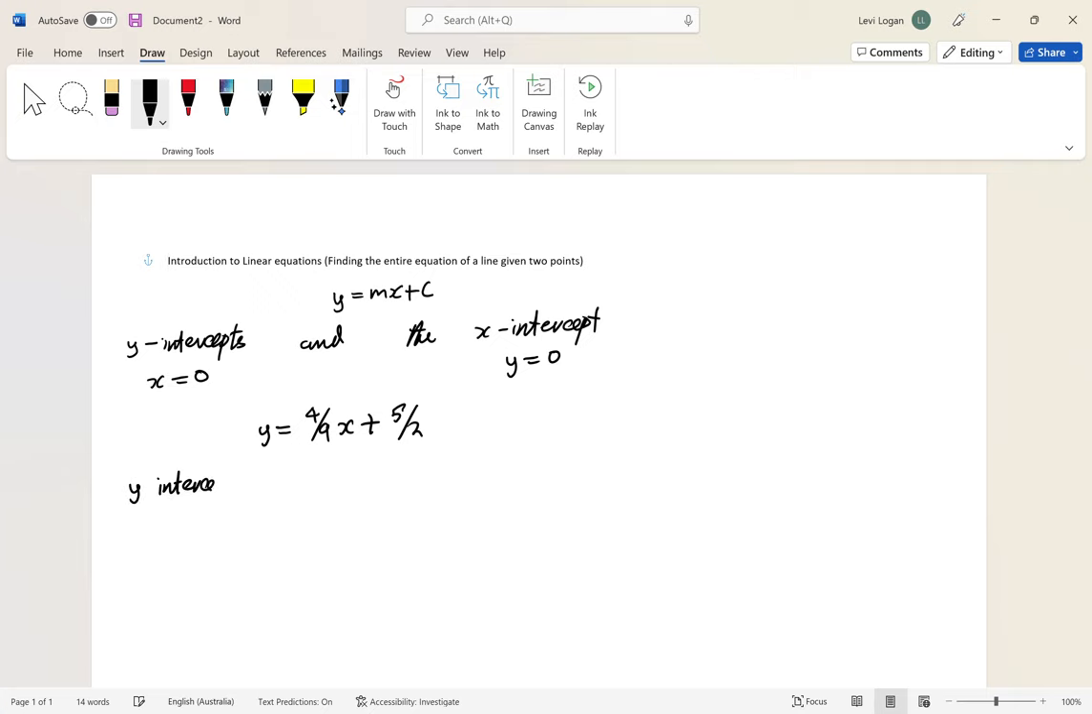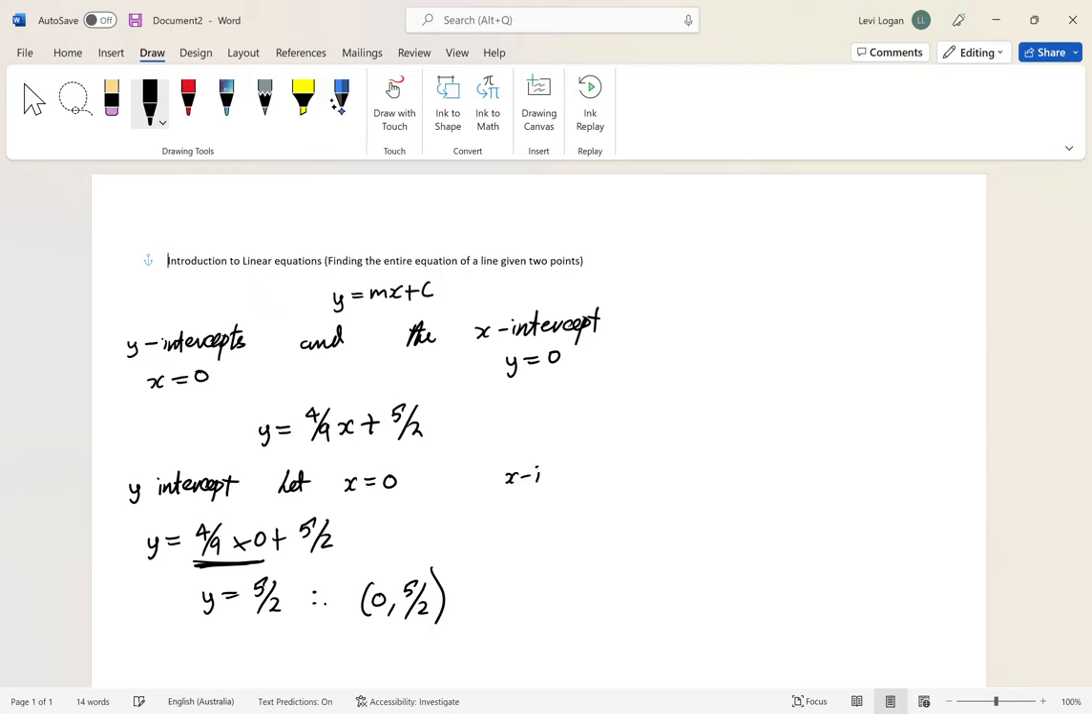Y-intercept, let x equal 0. Therefore, y is 4 over 9 times 0 plus 5 over 2. This whole thing here is being multiplied by 0, so that goes to 0. So y equals 5 over 2. Therefore, our y-intercept is (0, 5 over 2).